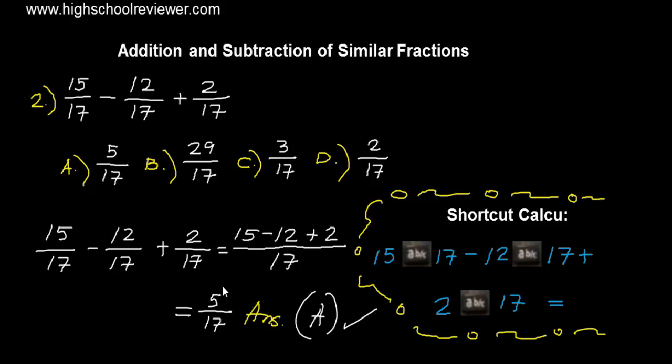Our final answer is 5 over 17, and that is letter A. Again, for the shortcut in using the calculator, we have the fraction key, which you can see on your calculators. That is A, B over C. So 15, fraction key, 17 minus 12, fraction key, 17 plus 2, the fraction key, 17, and then the equal sign.